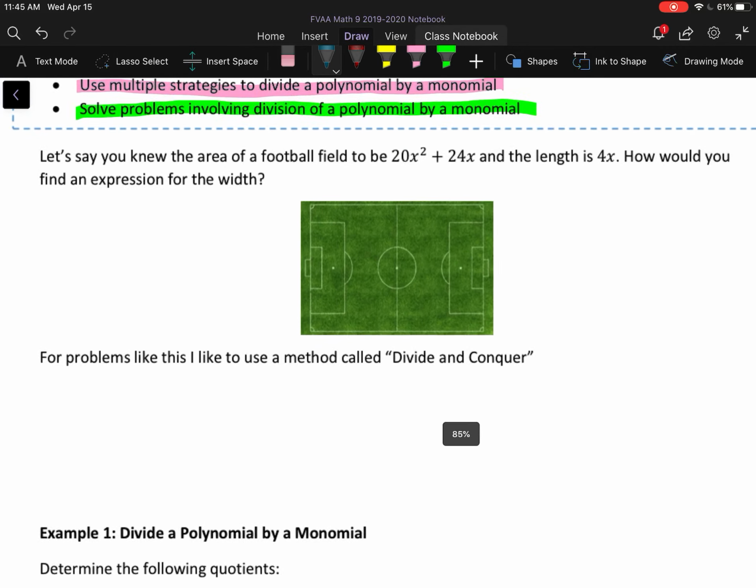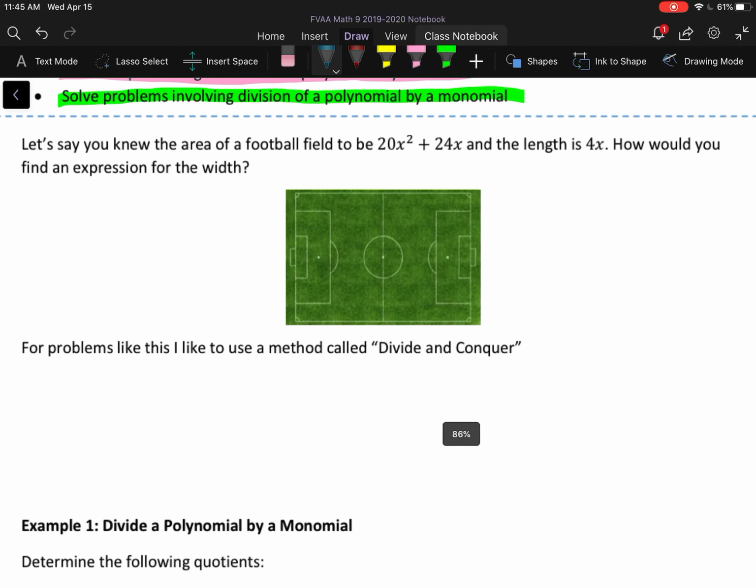So let's start off with this first scenario. Let's say you knew the area of a football field was 20x squared plus 24x, and the length of the football field was 4x. How would you find an expression for the width?